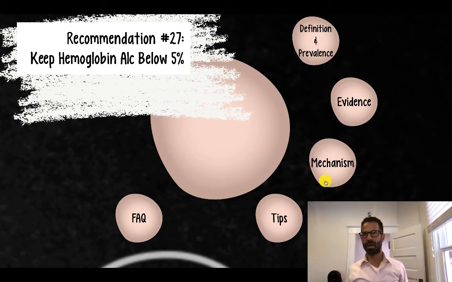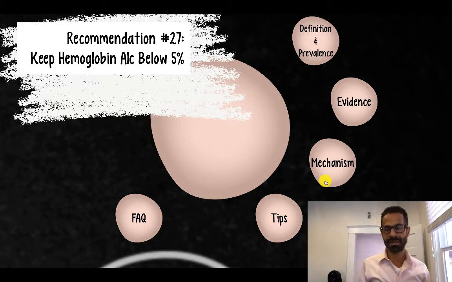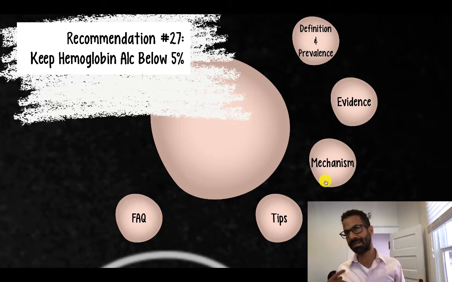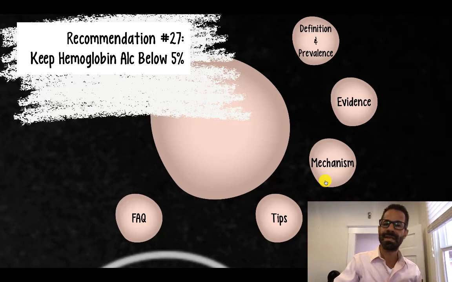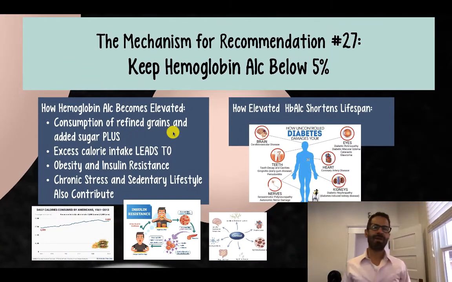What's the mechanism whereby we get elevated A1C, and what's the mechanism whereby an elevated A1C leads to health problems? Let's take a closer look. How hemoglobin A1C becomes elevated.